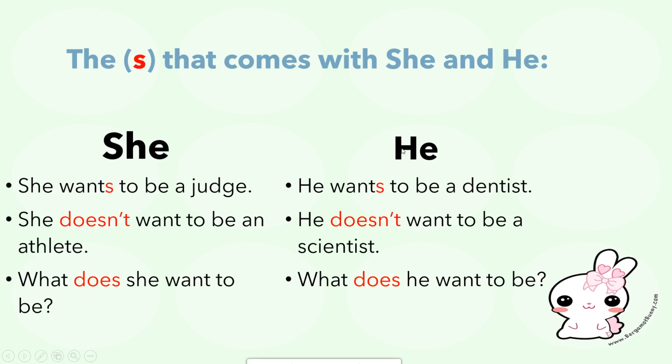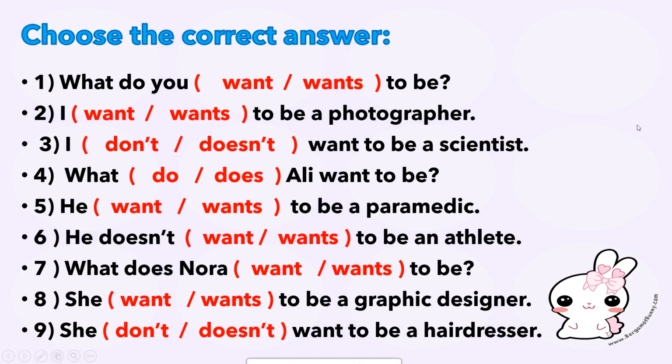Let's read them with he. He, it's the same thing as she. He wants to be a dentist. He doesn't want to be a scientist. As you can see here, no S because we have doesn't. Also question, what does he want to be? It's a question. We don't add S to the verb because it's a question, all right?